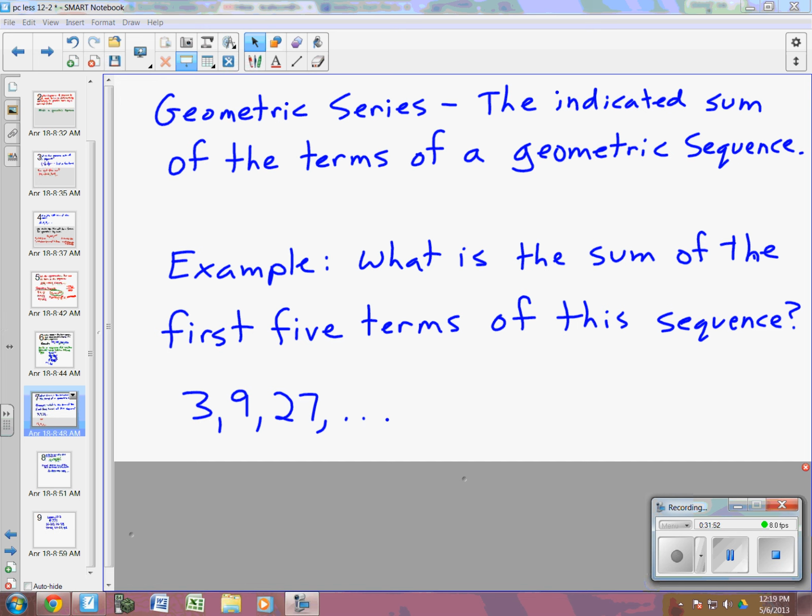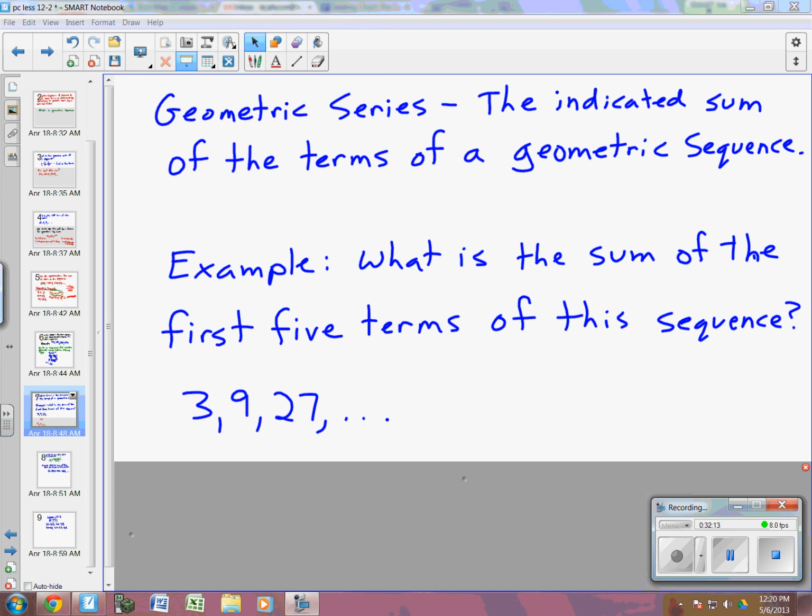Now, you guys, there's 2 ways we can do this. The first way is to list the next 2 terms and just add them together. Wouldn't that be easy to do? Okay, everybody do this one. Find the sum of the first 5 terms of this sequence. I'm going to give you a minute. Go.